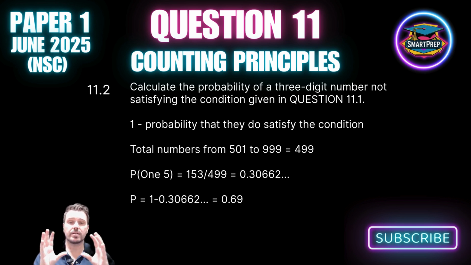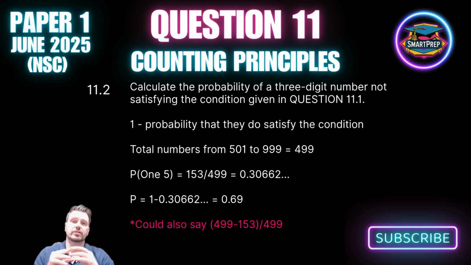Okay, so 1 minus our 0.30662 is going to give us 0.69, which is our final answer. Now you could also have taken the 499 and subtracted the 153 and then divided by 499, and that would have given you the same answer.